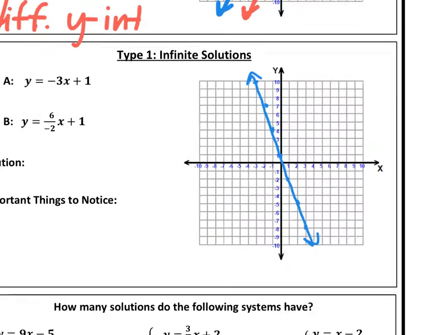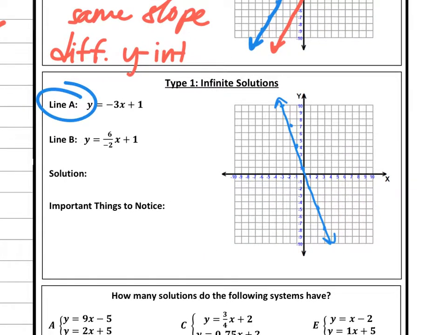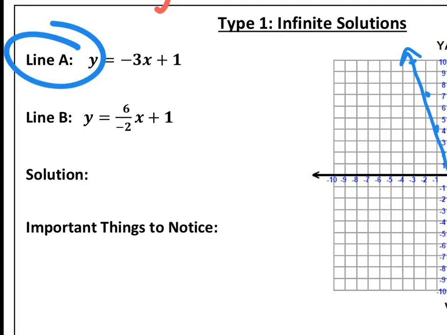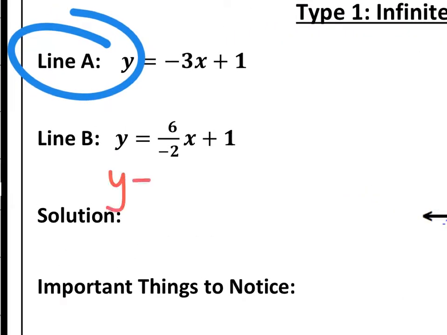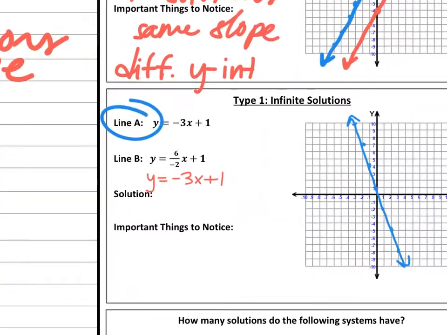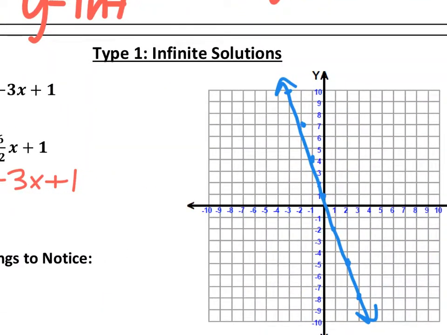That's line A. Emily, what do you notice for line B? It's the same equation as line A. But I see 6 over negative 2. Same thing. Right. Simplify the fraction and you get the same thing. y is equal to negative 3x plus 1. 6 divided by negative 2 is negative 3. You really don't need to graph another line, although you could. You could just make a point and say, oh, they're overlapping.